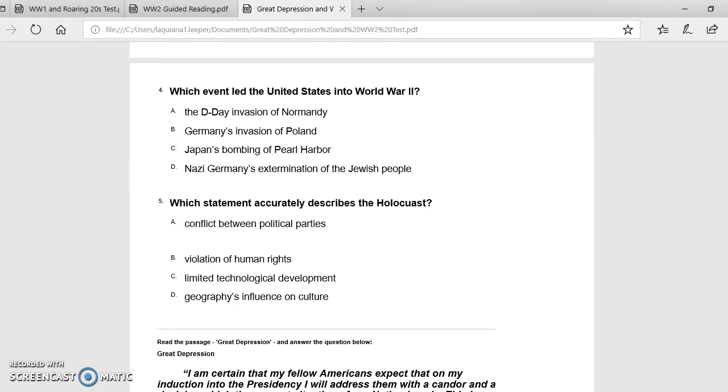Number 5, which statement accurately describes the Holocaust? A, conflict between political parties. B, violation of human rights. C, limited technological development. Or D, geography's influence on culture.